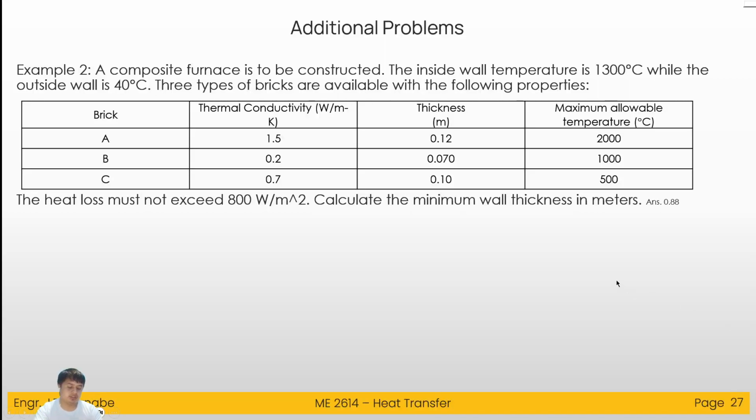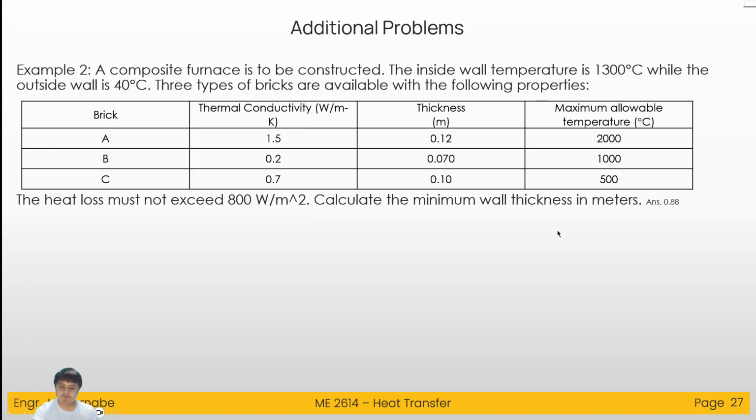Okay, so for this example, we have to build a composite furnace, construct a furnace using an inside wall temperature of 1300 degrees Celsius. So maybe we are trying to melt iron or steel, and then the outside wall is 40 degrees Celsius. So there are three types of bricks available with the following properties. So the heat loss must not exceed 800 watts per square meter. So calculate the minimum thickness in meters.